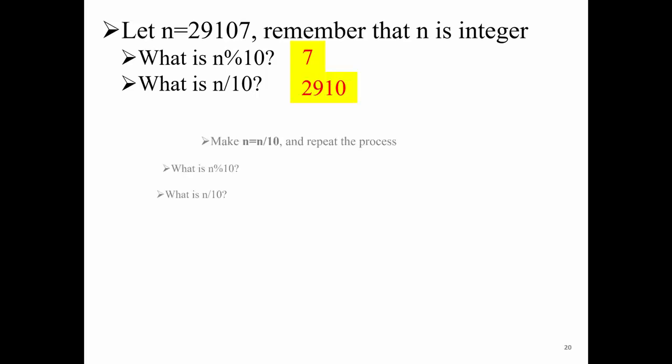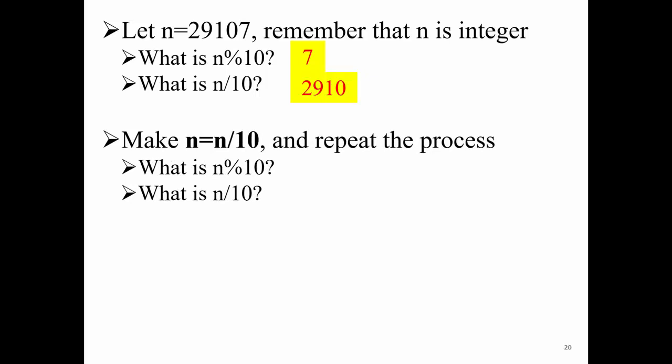Let us continue using the previous iteration and start asking questions by updating the value of n to n divided by 10. So now the value of n is actually 2,910. So what is the mod operation of n with 10? Yes, 0. And what is n divided by 10?